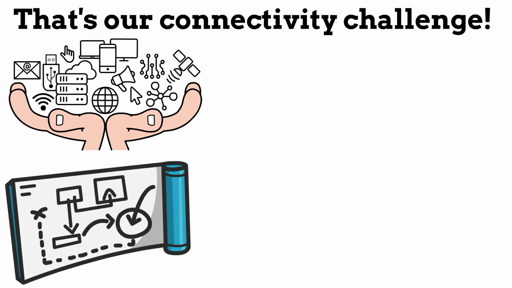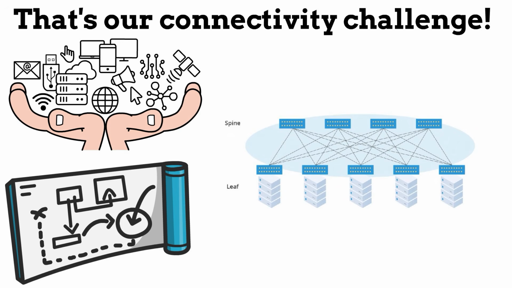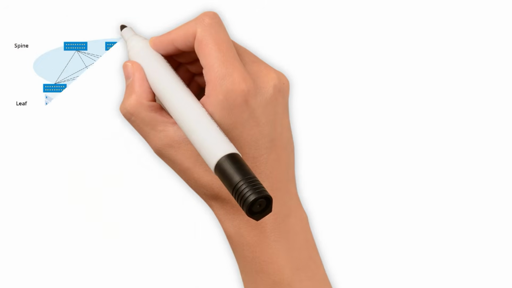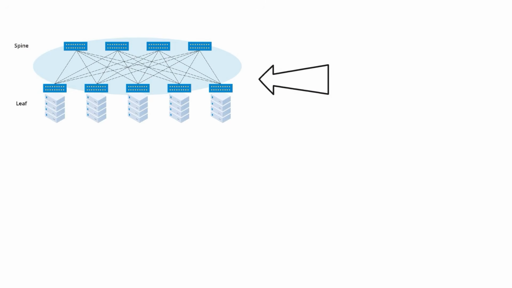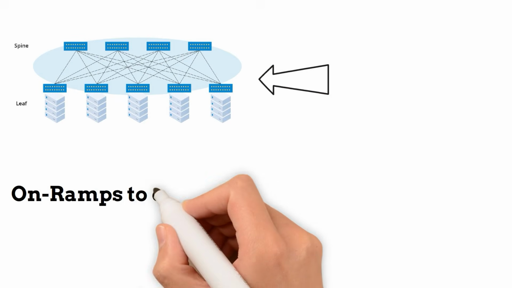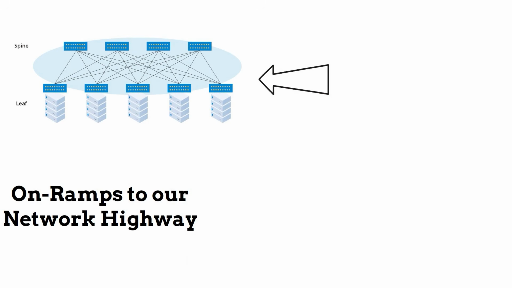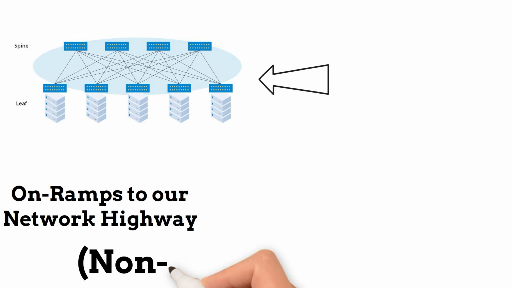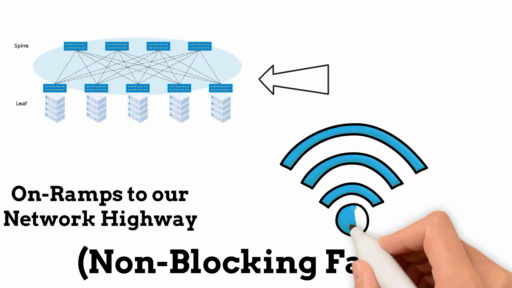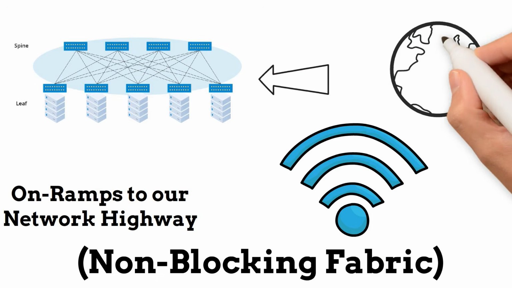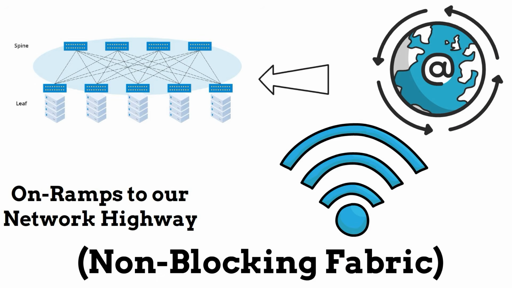The answer lies in a classic and incredibly effective network design, the spine and leaf architecture. The leaf layer is the first point of connection for our servers. Think of them as the on-ramps to our network highway. Our goal is to create what's called a non-blocking fabric, which means the switches have just as much bandwidth going up to the rest of the network as they have coming in from the servers.